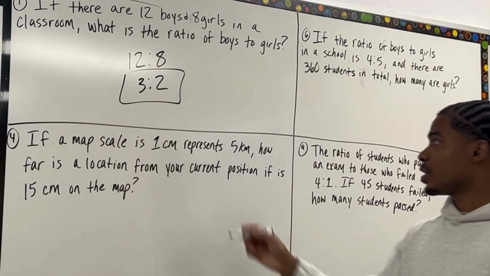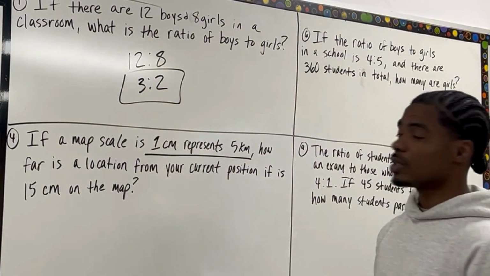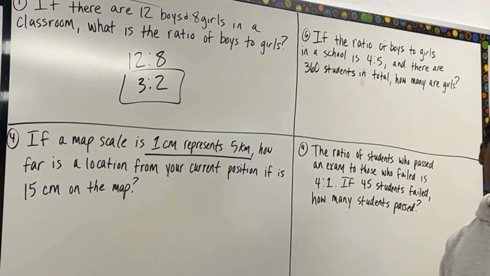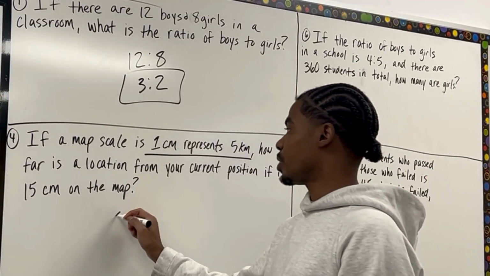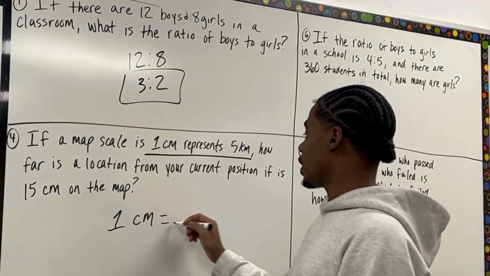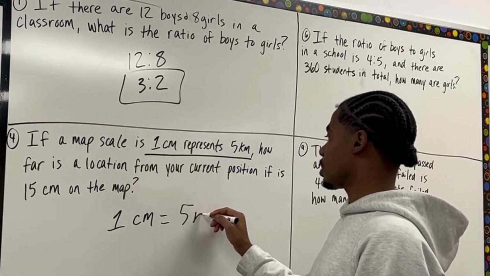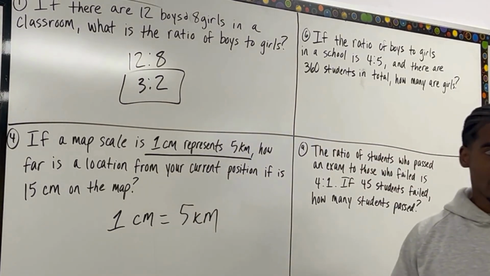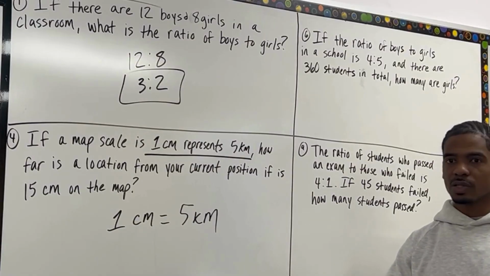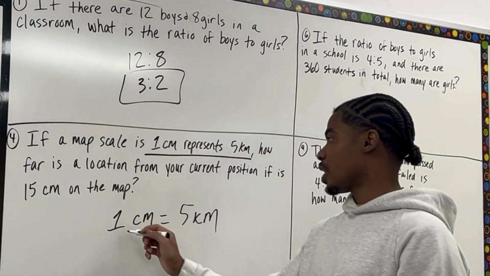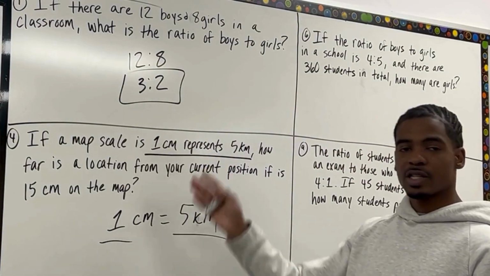So, first thing, this is what we're going to start with. We're going to put that equal to each other. So, we got 1 centimeter is equal to 5 kilometers. Remember, proportions, fractions, ratios, it's all the same thing. Now, you want to keep your like terms on the same side.